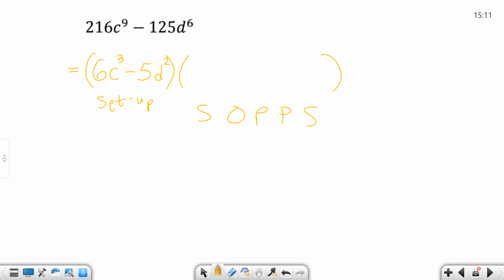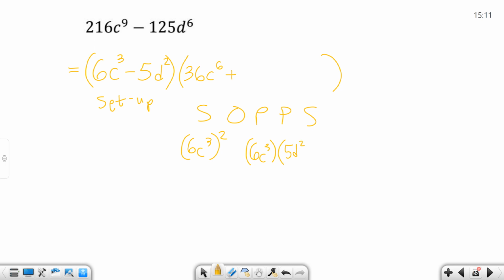Now we apply SOPPS. So we're going to take the 6c to the third and square it. So this one's a little more advanced, right? But we take the 6 and square it and get 36. And then what do we have whenever we take c to the third squared? We have a power to a power. We multiply the exponents and get c to the what? 6th power. What is the opposite sign here? That's right, plus.